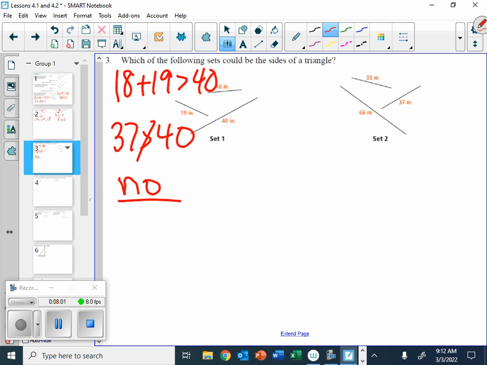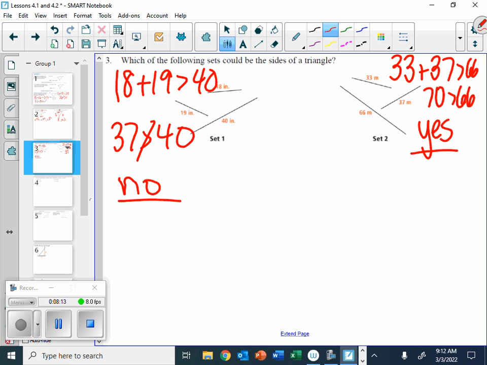Is this thing a triangle? Yes. What's 33 plus 37? 70. Is 70 greater than 66? Yes. So it is a triangle. Good.